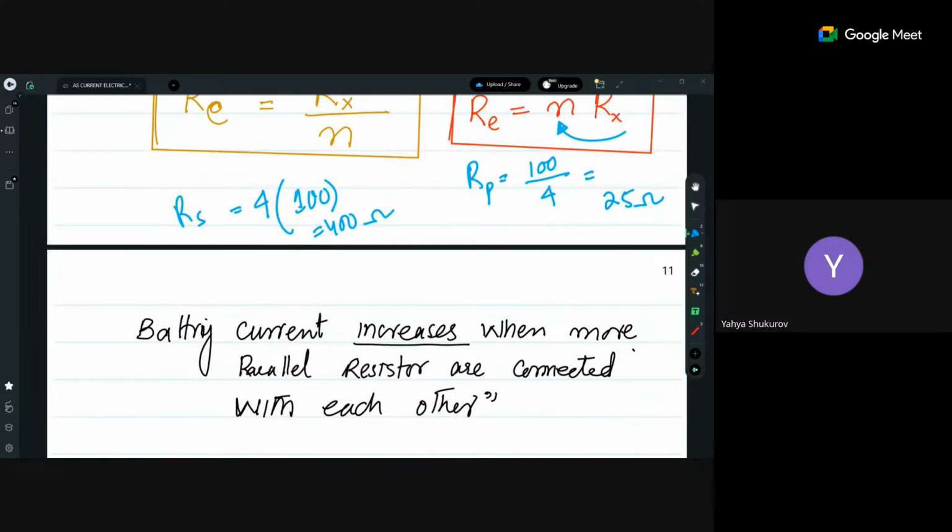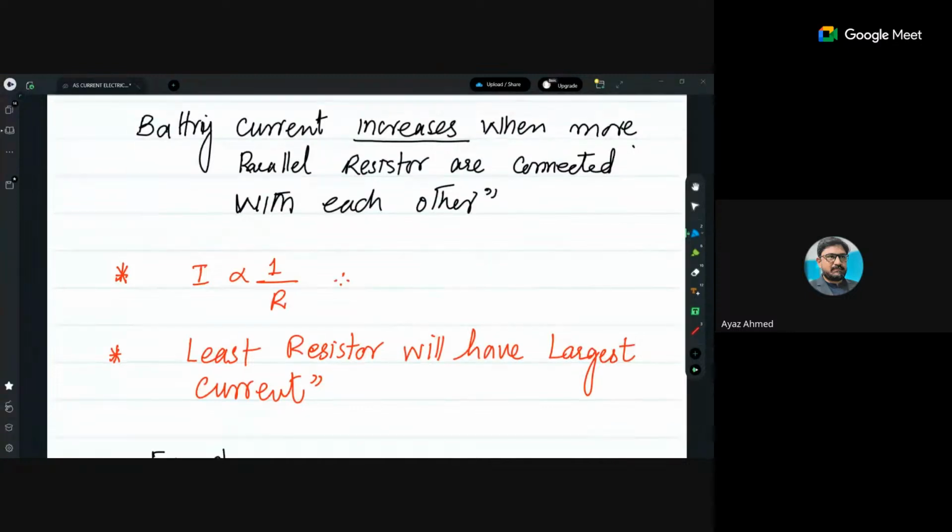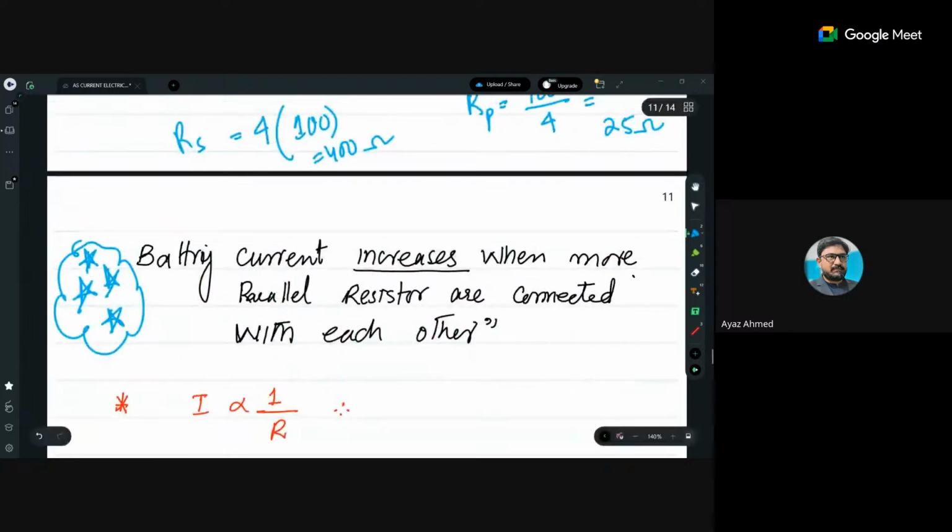Clear. Okay, then the battery current increases when there are more parallel resistors. This is a very, very important point. There are so many questions asked which would be clear from this point only. When you connect more resistors in parallel, your total current increases. Total current is your battery current. So the battery current increases when the resistors are connected in parallel with each other, right?